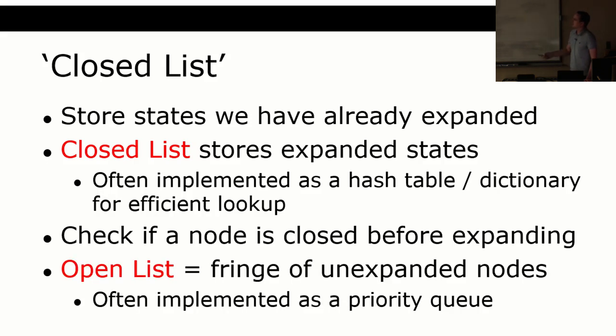That's it. Because this is called the closed list, the open list is going to be the fringe of unexpanded nodes. So the fringe that we've been talking about so far, we're going to call the open list from now on. We have the open list of things that we want to expand, and we have the closed list of things that we've already expanded. And in practice, in assignment 2, we're going to be implementing this open list as a priority queue, which is sorted based on our search strategy.